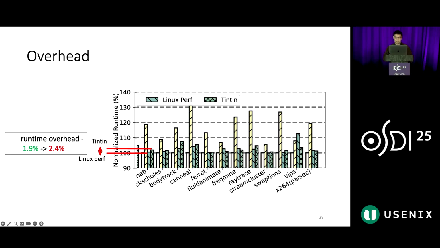As for the overhead, across all the workloads we run, Tintin does not add too much overhead compared to native Linux perf. On average, Linux perf introduces 1.9% runtime overhead. Tintin increased this slightly to 2.4% on average.